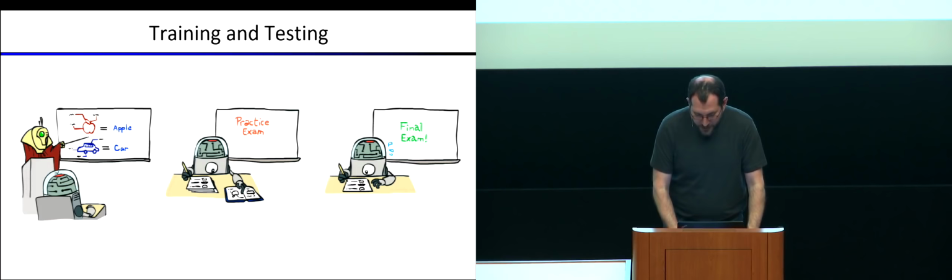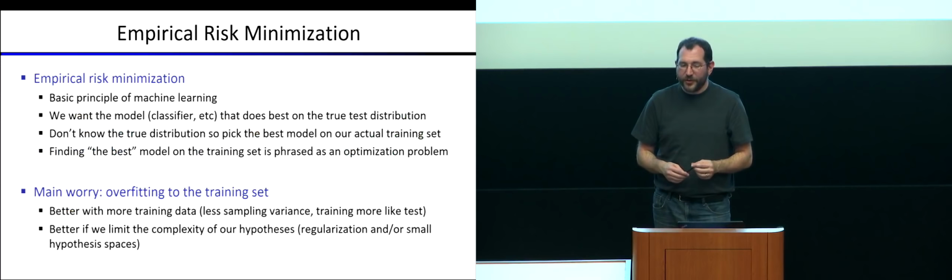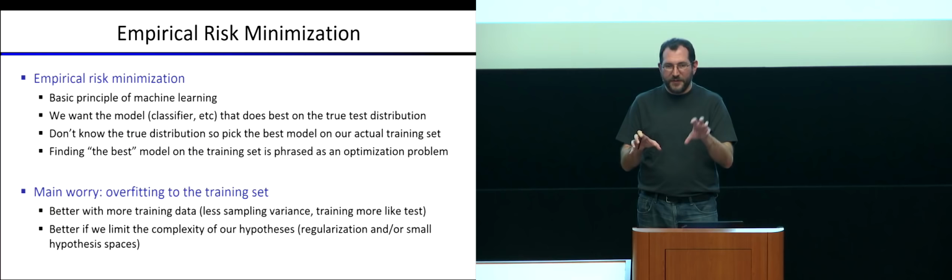So remember, the general setup is that we're going to have a training set, we're going to build a classifier, and we're going to unleash it on the world. The basic principle of machine learning is something called empirical risk minimization. We'll get into this in great detail in the next few slides, and particularly in the next couple lectures after this one.